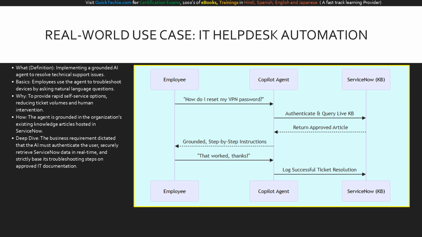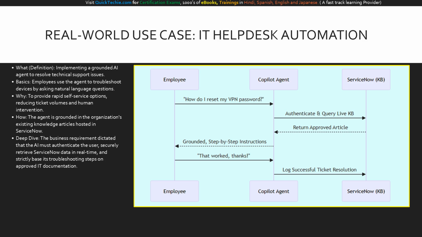Let's review how they met our 4 requirements. Data quality, they curated their best IT articles. Security, the agent authenticates the employee, ensuring they only see solutions relevant to their role and region. Connectivity, they used a Power Platform connector to fetch live ServiceNow data without duplicating it. And finally, strategy, they extended their existing environment rather than building from scratch. The result is a highly accurate, grounded AI assistant that safely resolves technical issues in seconds.